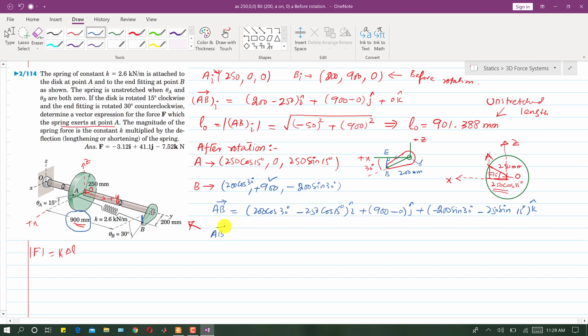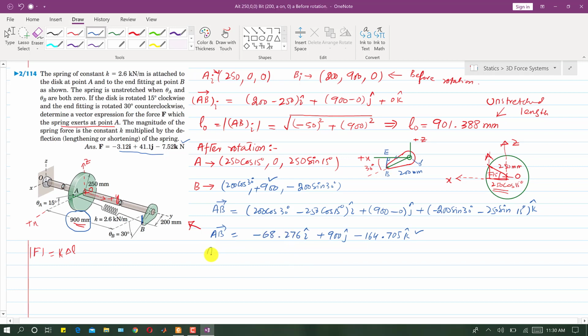So when we solve these, we get this AB vector, right? Here I need to mention that I am writing these components up to 3 decimal places, in order to get exactly the same answer, right? So I am rounding off the 3rd decimal place value. So this is the AB vector, right?